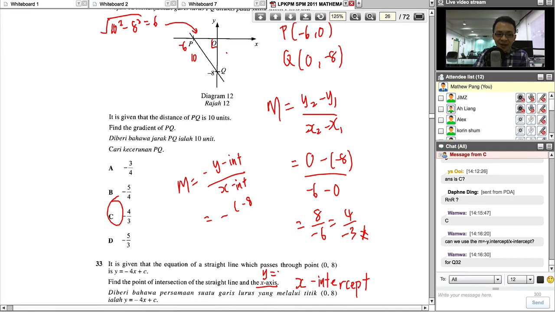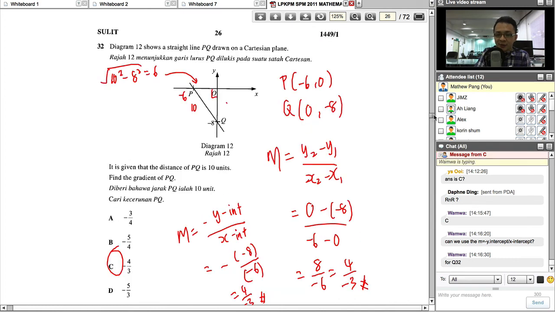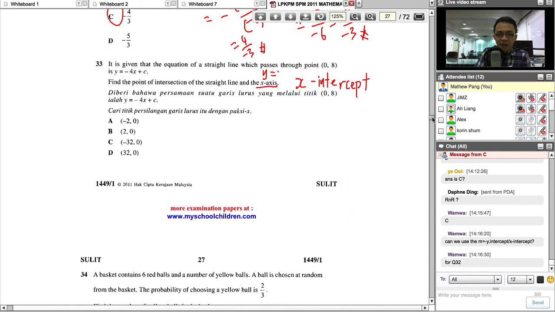Sorry, it's -8 over -6. So you simplify, you get 4 over -3 also, or -4 over 3, which is the same thing. Okay, both will give you the same answer. Okay, let's move on.